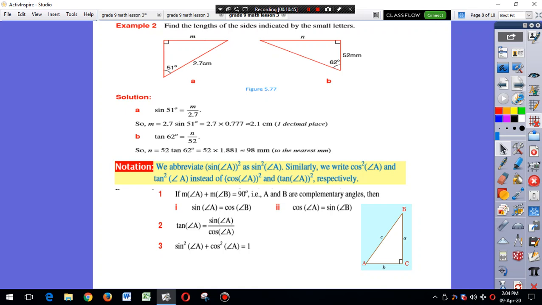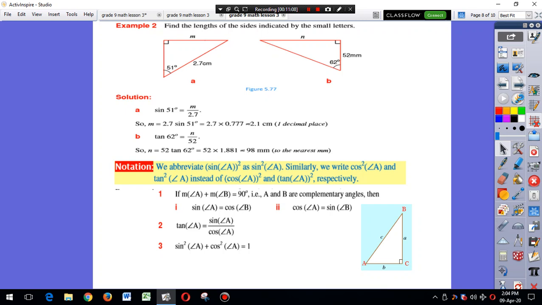And the third point: if you square sine angle A and cos angle A, and add them together, it will always give us 1. Sine square A plus cos square A is equal to what? 1.